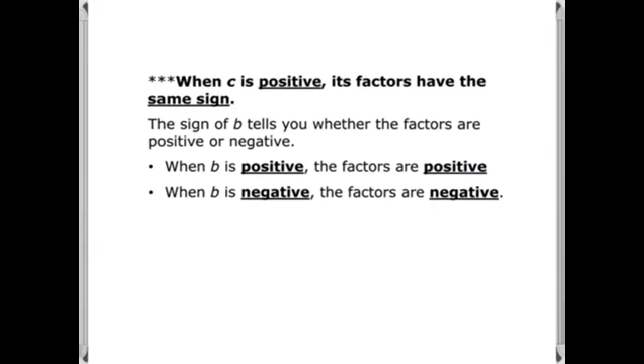Here are some helpful hints. When C is positive, its factors have the same sign. The sign of B tells you whether the factors are positive or negative. If B is positive, the factors are positive. If B is negative, the factors are negative. So remember, if C is positive, both of the signs have to be the same for your two factors.